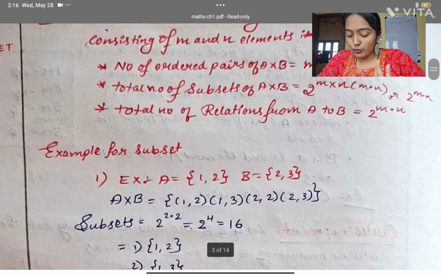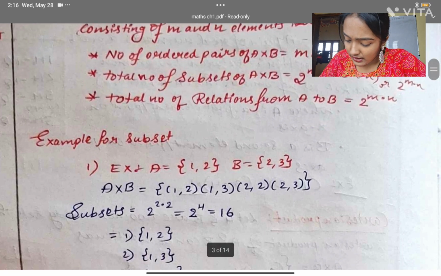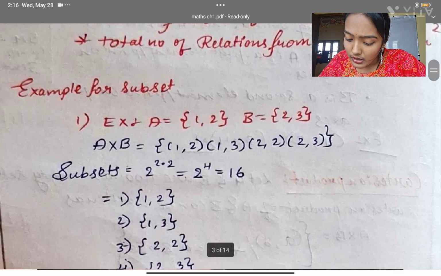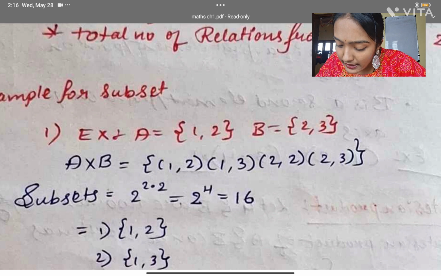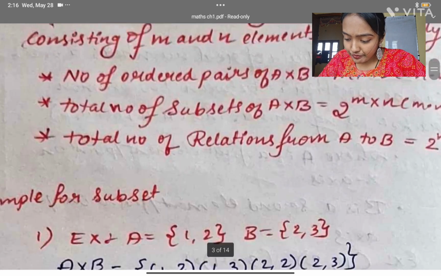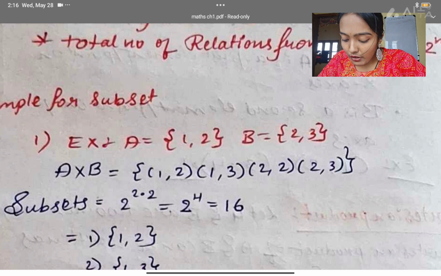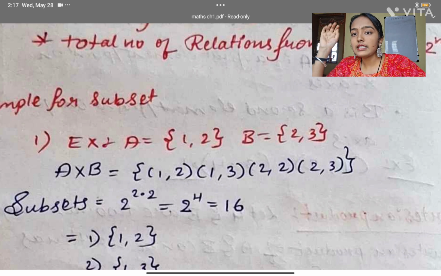If you don't understand, I will tell you. See, the total number of the cross product, I already told you. Total number of elements. How many elements are there in set A? 1, 2. 2 elements, right? In set B, how many elements are there? 2 elements. 1, 2. Understood? If we multiply 2 by 2, what do we get? 2 twos are 4. So 2 to the power of 4 means you have to multiply 2 four times: 2 into 2 into 2 into 2. What do we get? 16. Simple.